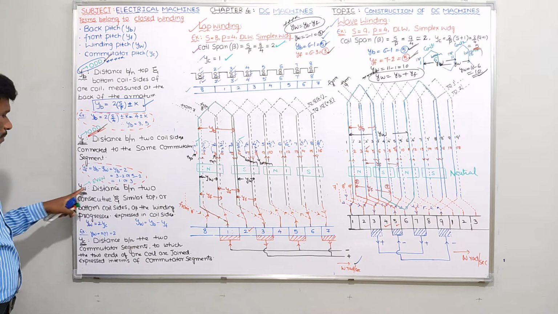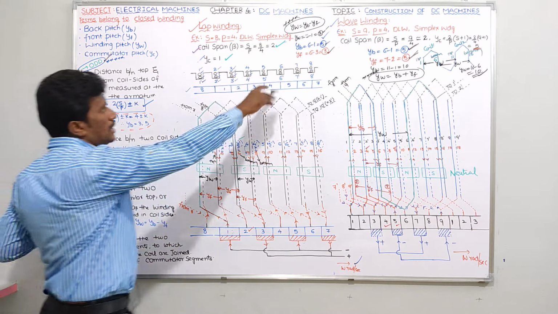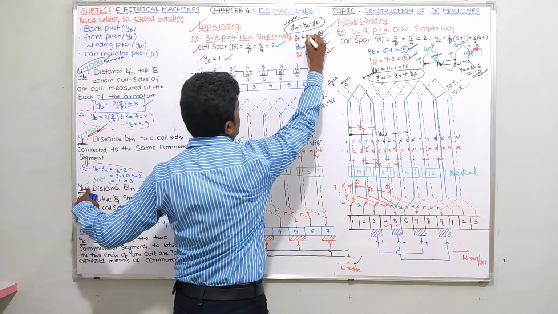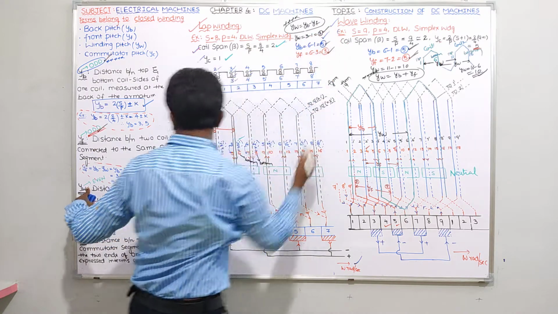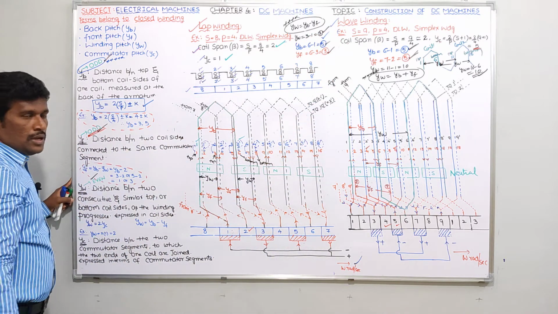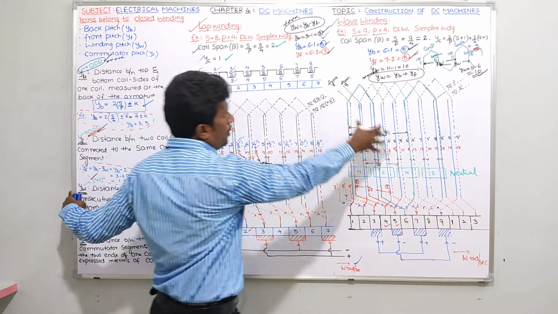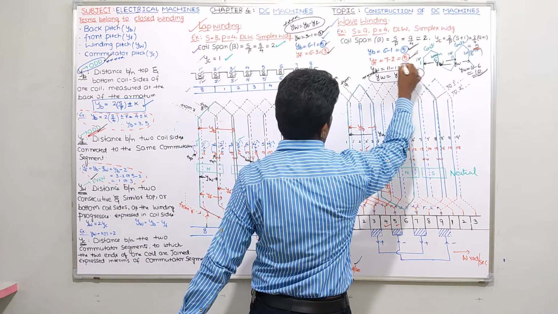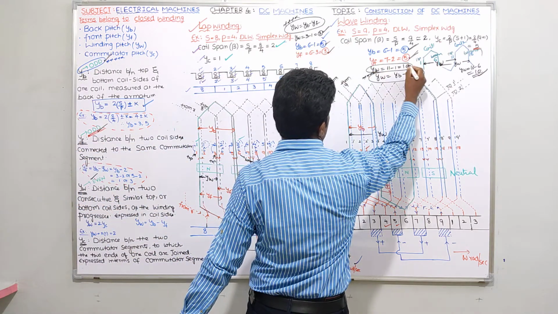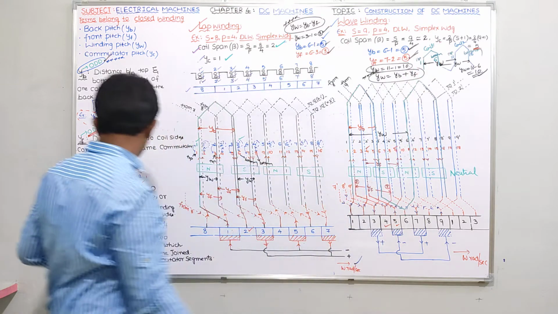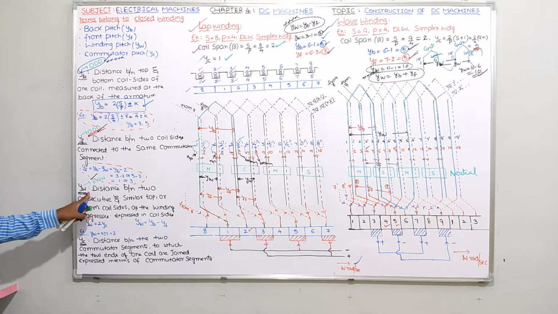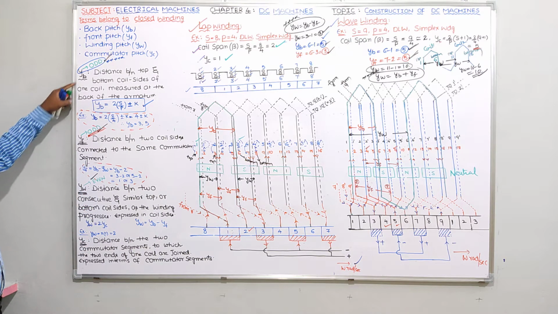And what about the YW? What is the value you are getting in case of lap winding? YW value 3 minus 1, how much are you getting? 2. It's an even number. And what about in case of wave winding? YW, how much are you getting here? 10. Once again, 10 is an even number. So I can take it as an even number. Is it okay to you? Okay, so these are the definitions for back pitch, front pitch, and winding pitch.